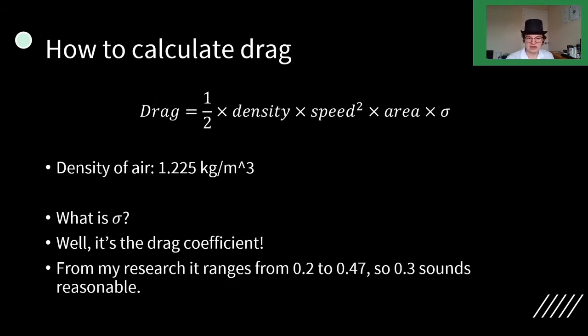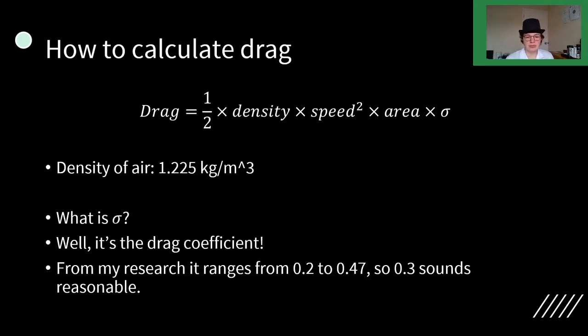So next, drag. Drag is half times density times speed squared times area times sigma. If you've never heard of drag before, drag is the force that pulls things back when they're moving through the air. If you flap your hand through the air, you can feel a certain level of resistance. That is due to drag. Drag is kind of air resistance. It's the backward force when we were talking about terminal velocity earlier.